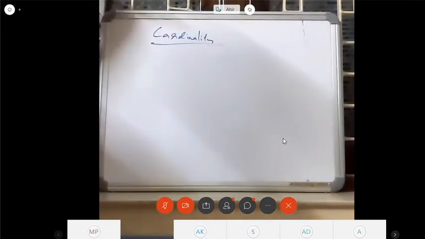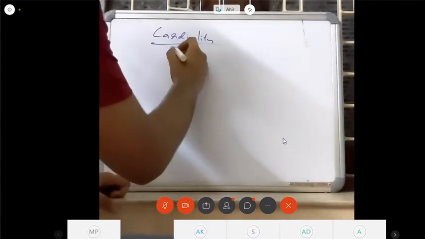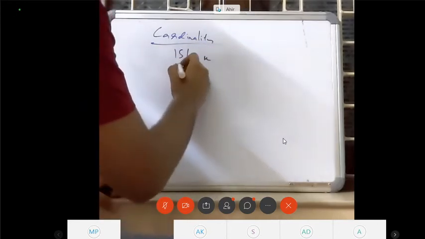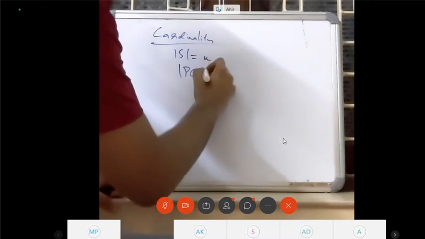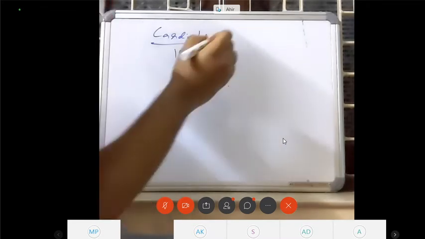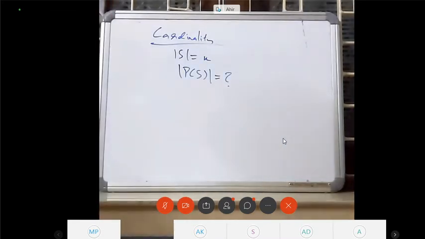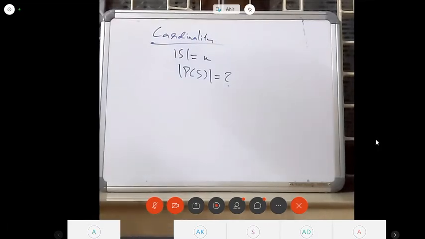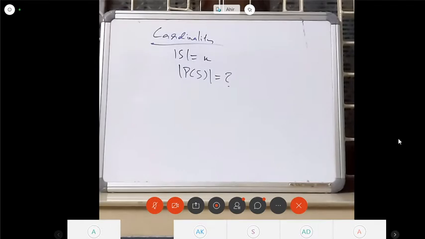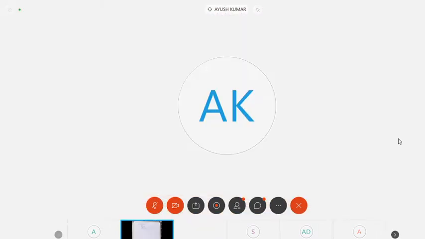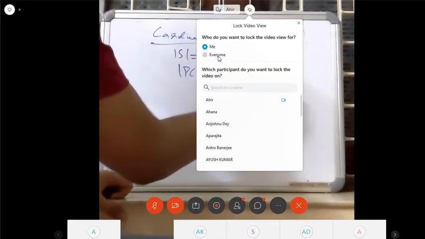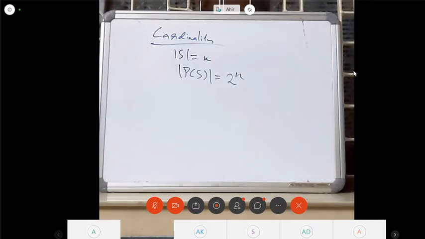So suppose we have a set S, the cardinality of which is n. So what would be the cardinality of its power set? Anyone? 2 to the power n, exactly. We did this many times. So the cardinality of the power set is 2 to the power n.